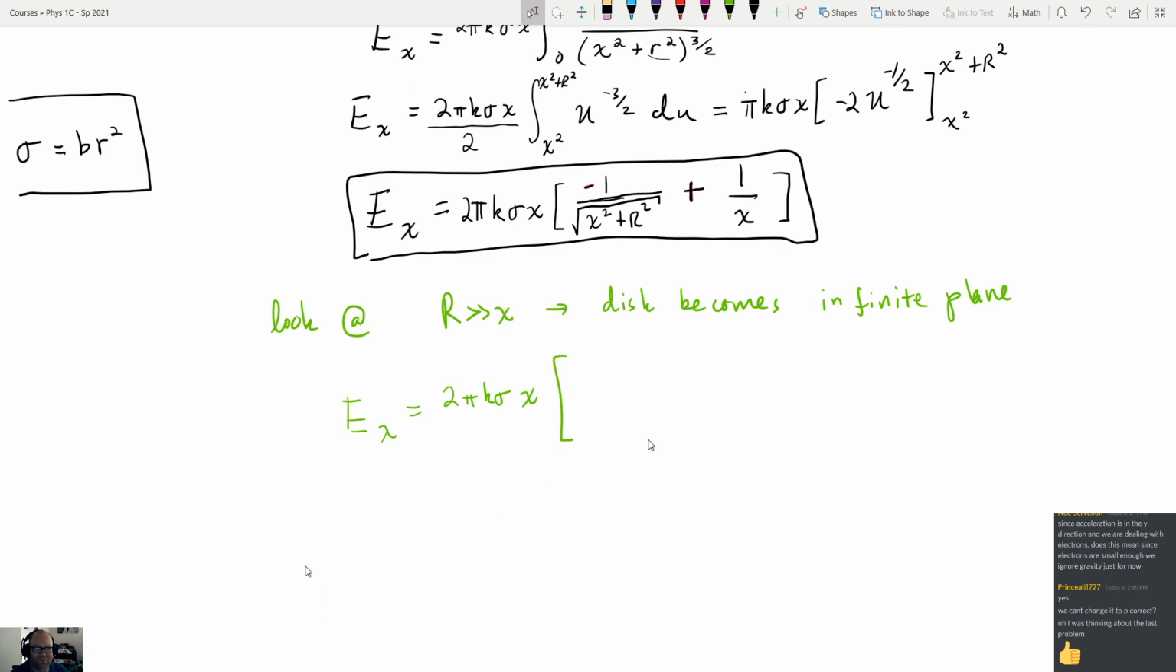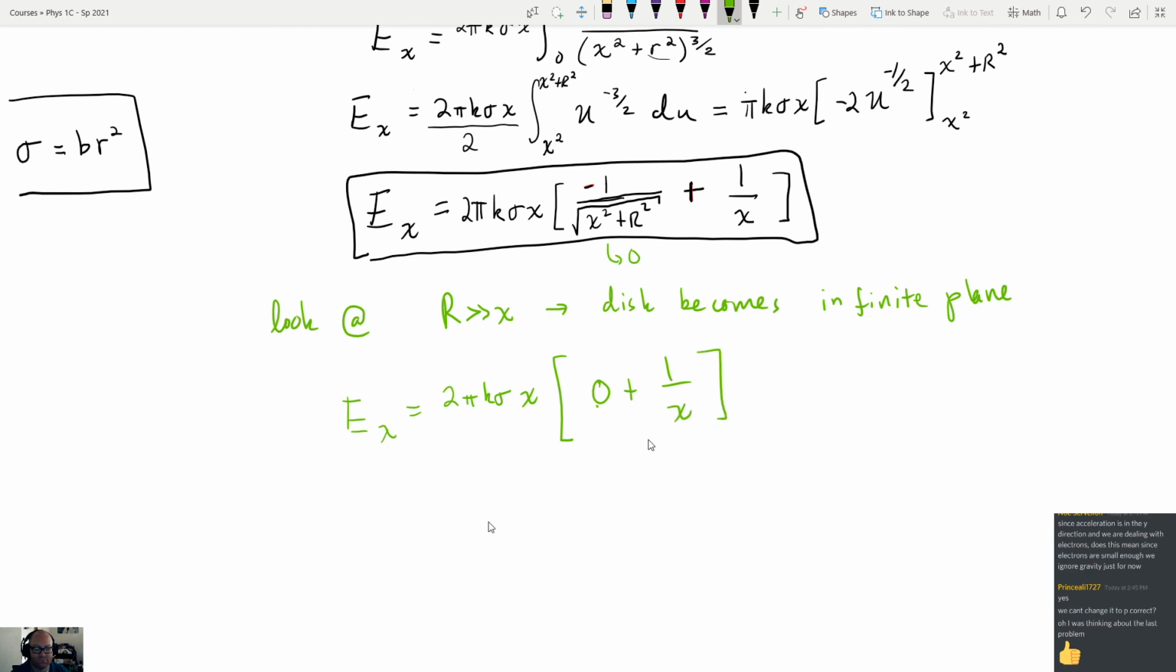What's the best way to do this? Like you can make r just real big. A term just looks like 0. You just get 2 pi k sigma x times 1 over x. Yeah. So basically this entire term goes to 0. That works. So basically you end up having 0 plus 1 over x.